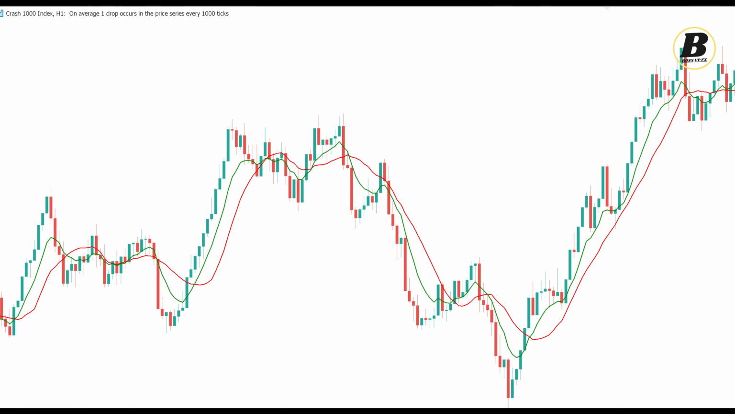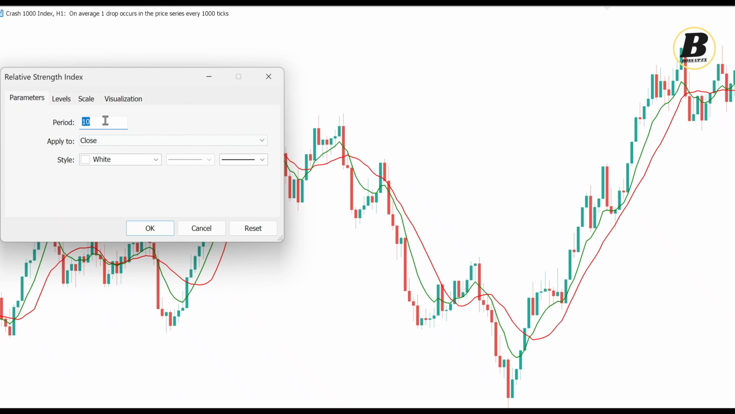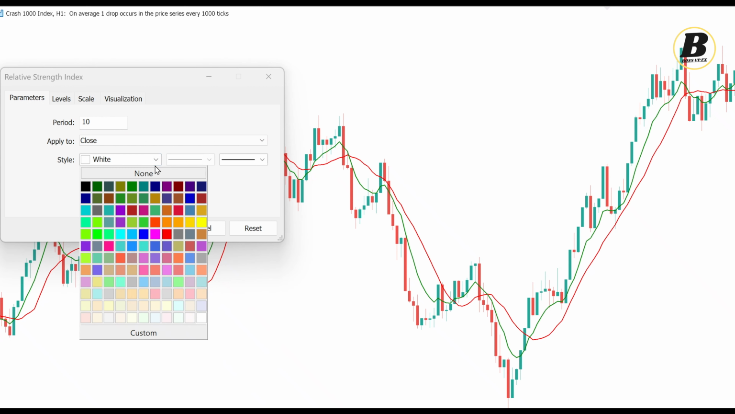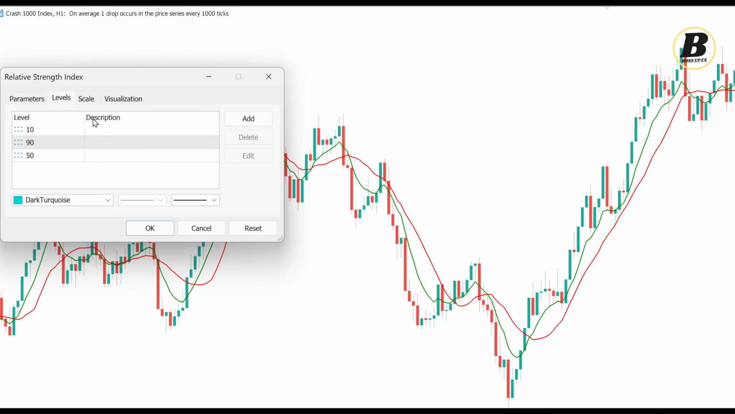The last indicator is an oscillator, relative strength index. We'll be using relative strength index, period 10, apply to close. On the style, we have a white background on this chart, so we need to change our style; we can still use red as well. On the levels, if you have the other levels I gave you, there's no problem. But if you don't have them, you can just use these levels: 10, 90, 50. Okay, it doesn't change anything.